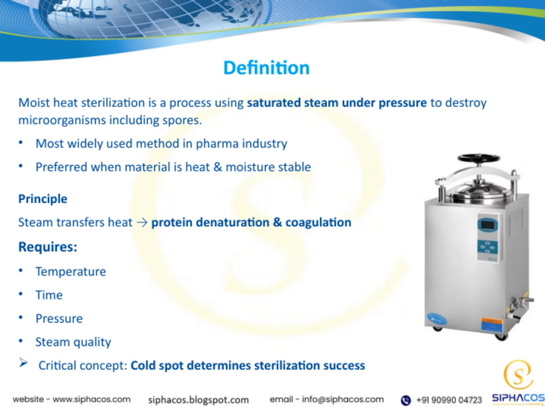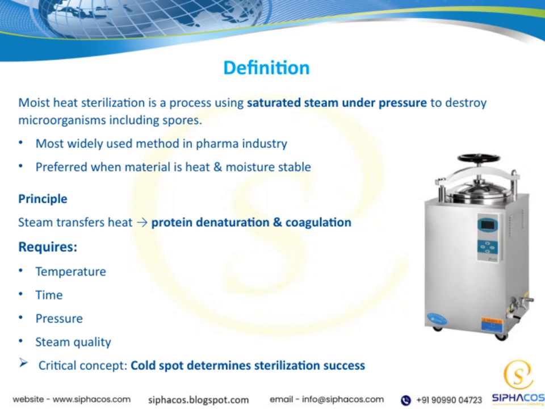The key idea is that steam transfers heat rapidly and efficiently to the items being sterilized. This heat causes proteins within microorganisms to denature and coagulate, effectively killing them. But for this process to work properly, we need several critical factors in place. These include the right temperature, sufficient exposure time, adequate pressure, and high-quality steam.